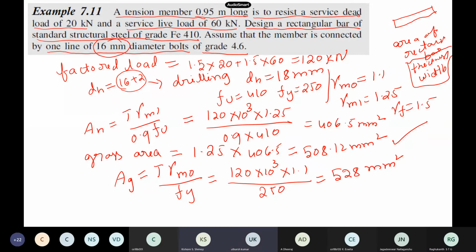Maximum. Suppose I use 508, what happens? It fails in yielding. So you take the maximum among these two. Now this is only a simple flat we are taking here, a steel flat. So the area you can easily take, the area is 528 mm square.